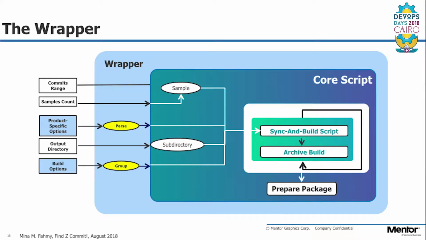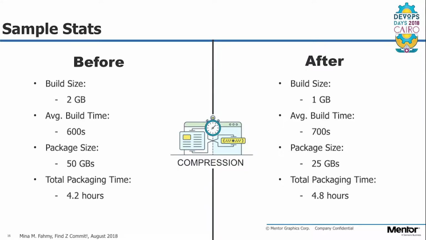So what about the wrapper then? The wrapper is just a simple layer over the core script that is specific to each product group, just as a layer of convenience and usability. So it doesn't have any specific functionality other than having an interface of options that each group is familiar with.